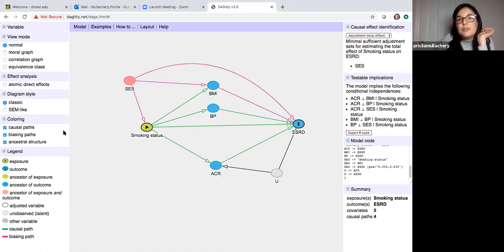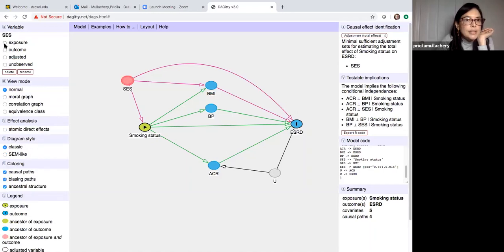When I look at what I need to adjust for, what's the minimal set of confounders, it says you just need to adjust for SES. So what happens if I adjust for SES? I click on adjusted. Now it says this is the minimum set. I closed all my biasing paths. It shows what the causal paths are, and that I closed all of the biasing paths. So this DAG would be able to identify the effect of the exposure on the outcome.